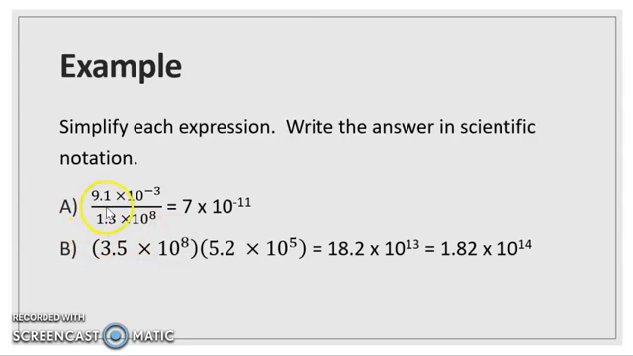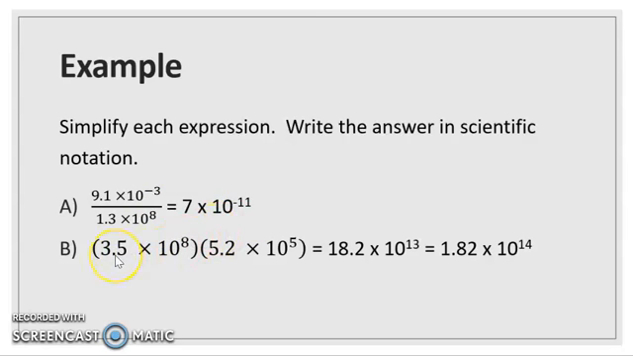In part A, I was asked to divide 9.1 times 10 to the negative 3 by 1.3 times 10 to the 8th. So I did 9.1 divided by 1.3 to get 7. 10 to the negative 3 divided by 10 to the 8th is 10 to the negative 11 because I do negative 3 minus 8 is negative 11.